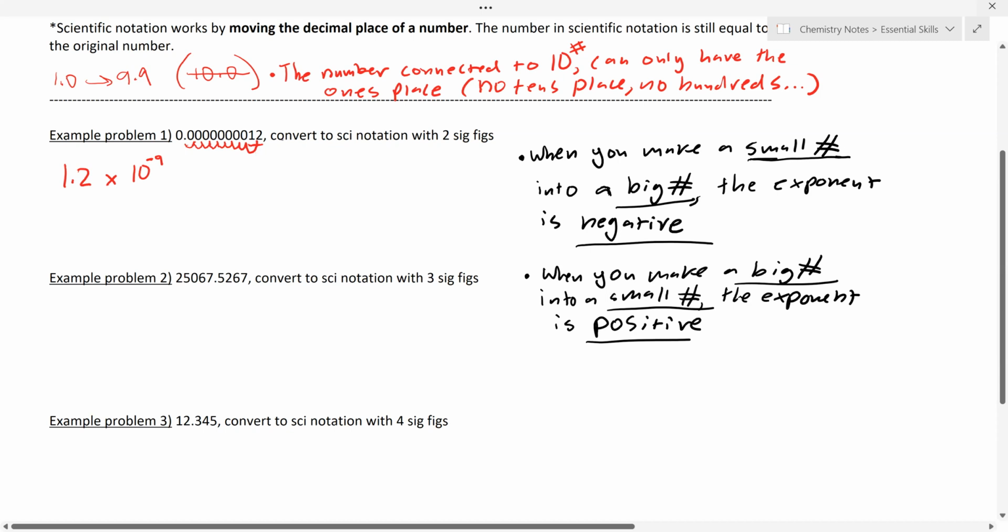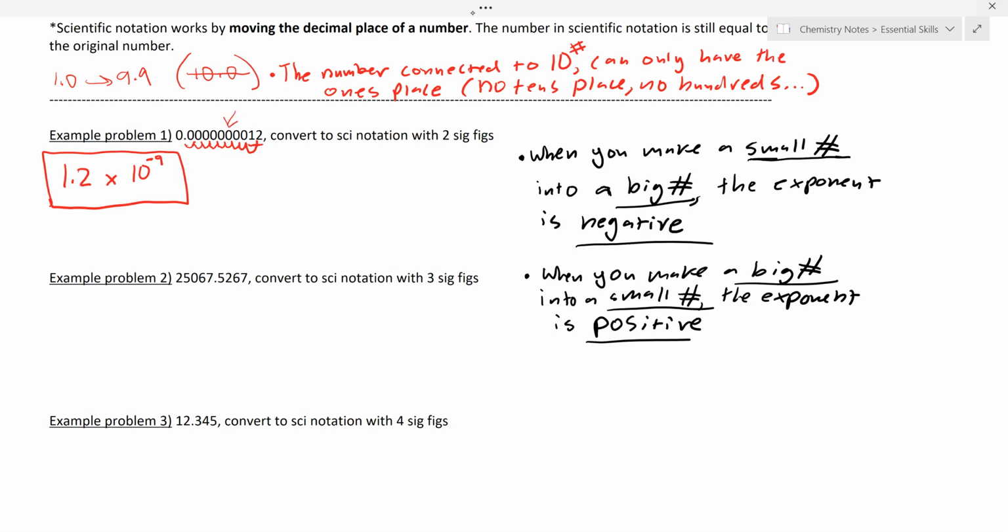And that's how it should work. That's also how you can double check that your scientific notation is correct, is by putting it in your calculator and making sure that you get the same number.